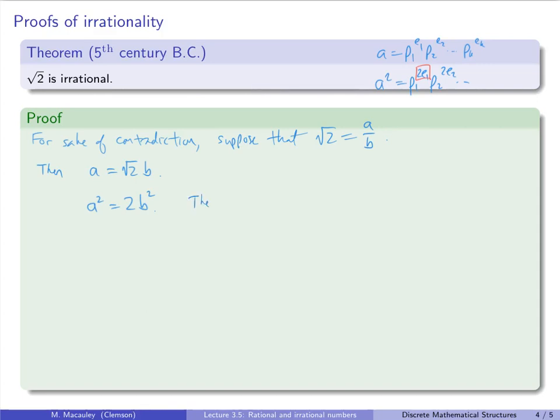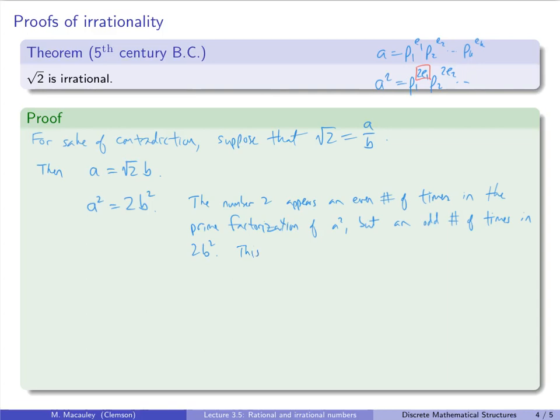Now, I think it's fine to say the number 2 appears an even number of times in the prime factorization of a squared, but an odd number of times in 2b squared, because an even number of times in b squared and then one more time out in front. And so this is a contradiction. This is absurd, as the ancient Greeks would say, and therefore our original assumption must have been false. So root 2 cannot equal a over b. And that's it.